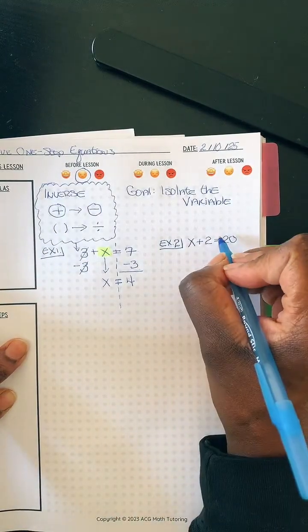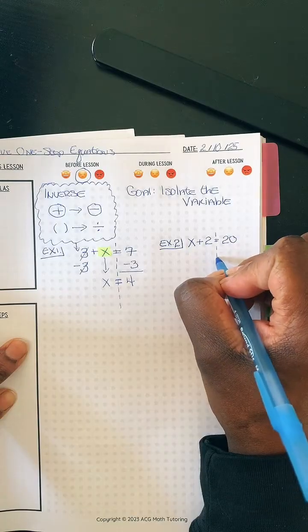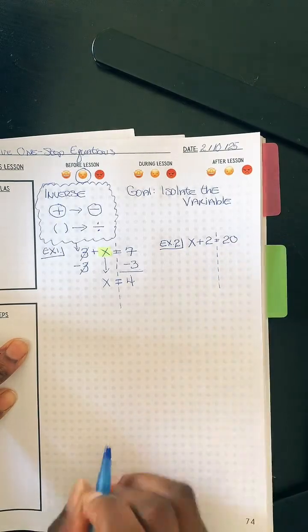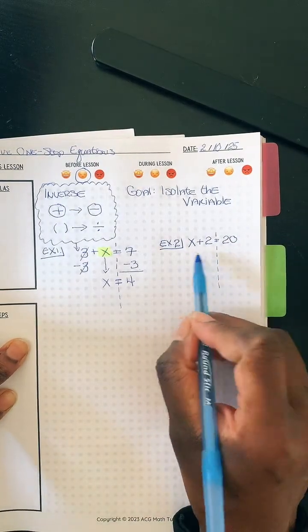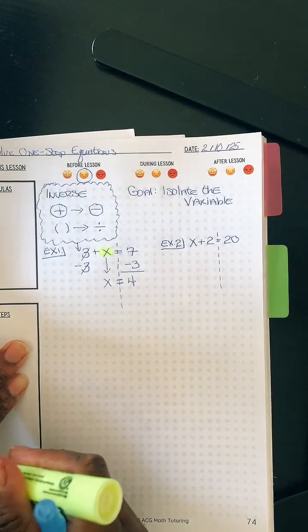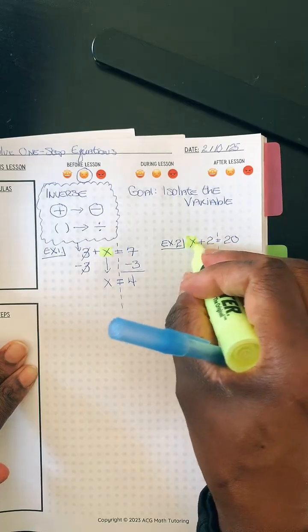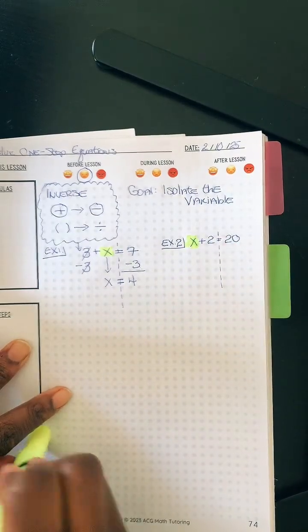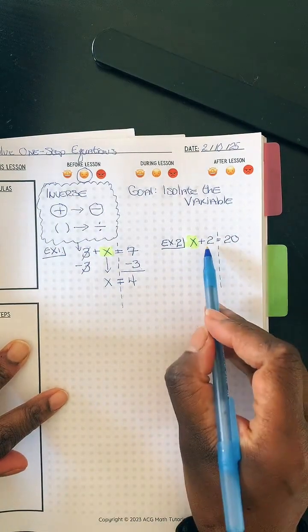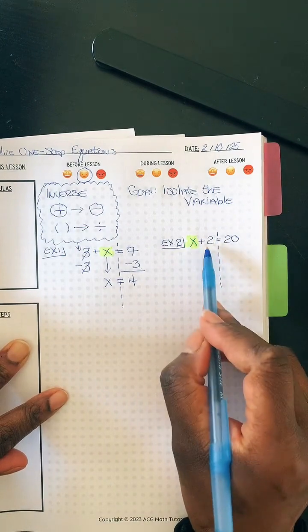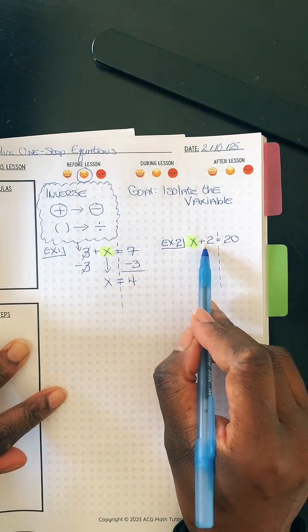So again, the equal sign is my wall, is my barrier. So I want to keep x right where it is because I want it to be by itself. So the x is you. I want to be independent. I want to be by myself. But here comes 2 trying to mess everything up. So now I got to get rid of this person out of my life.